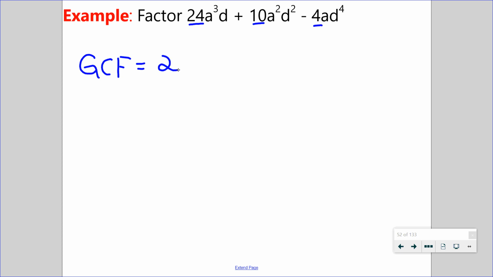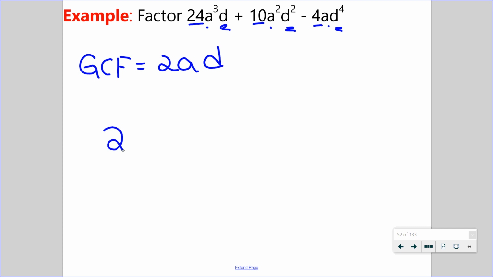Now let's look at my variables. I have an a cubed, an a squared, and an a. So they all have a's, and I look at the smallest exponent, which is the exponent of 1. Now you can write it as an exponent of 1, but you don't have to. You can just leave it as a. And then we'll look at our d's. So we have d, d squared, and d exponent 4. So they all have d's, and the smallest exponent of all of them is 1. So that means my GCF is 2ad.